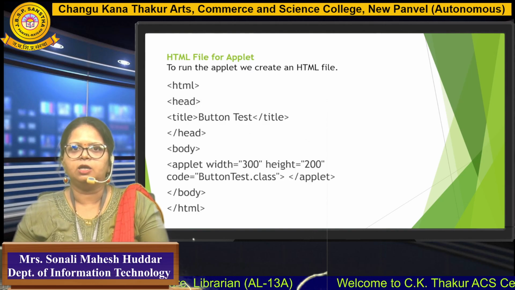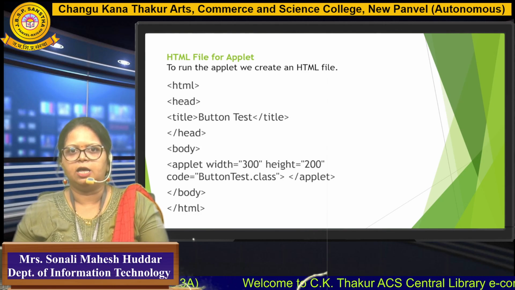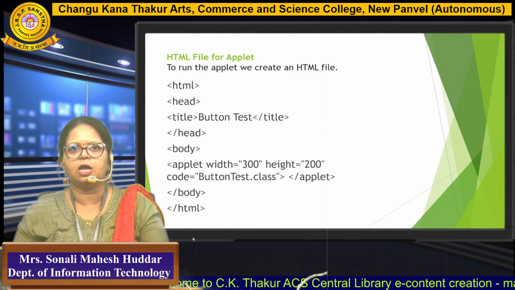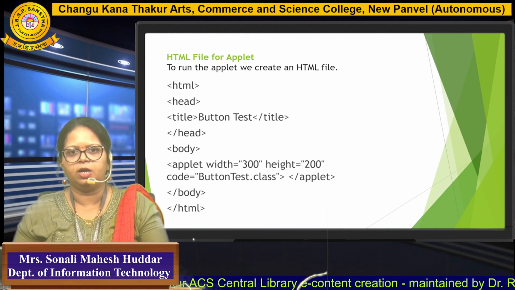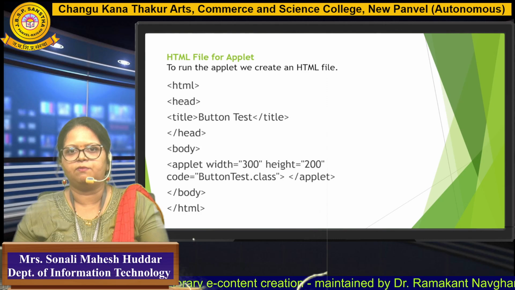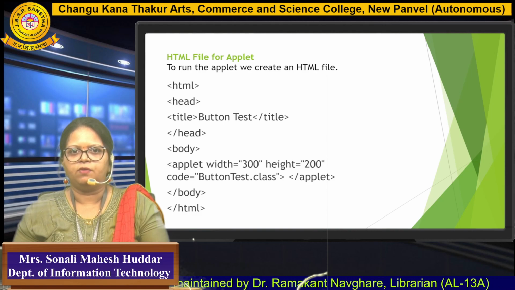For this you are writing an HTML file. So HTML, head, title as ButtonText, title close, head close, body tag, under body tag, the applet tag is there with width 300 and height 200 and code is ButtonText.class, which is our Java file's .class bytecode file. Closing of applet tag, closing of body tag, closing of HTML tag.